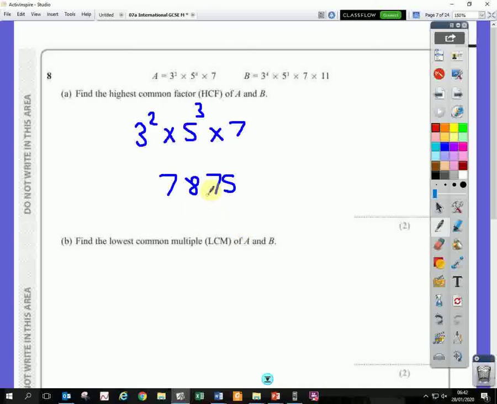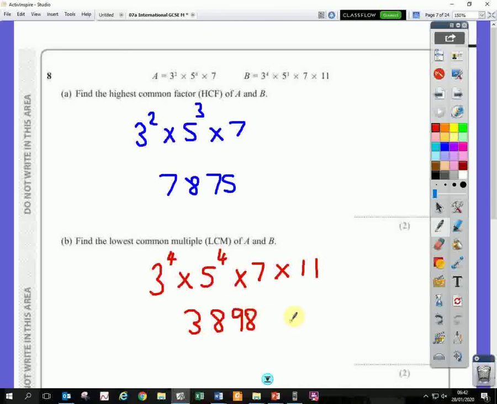So we choose the highest power of each number, but it doesn't need to be common, so it doesn't need to be in both of them. Out of the 3's, you choose the highest one that you can see, 3 to the power 4. Same with the 5's, same with the 7, and even same with the 11, because it doesn't need to be in both. So if we type this into the calculator, we end up with 3,898,125.